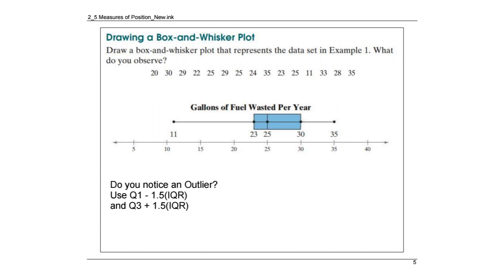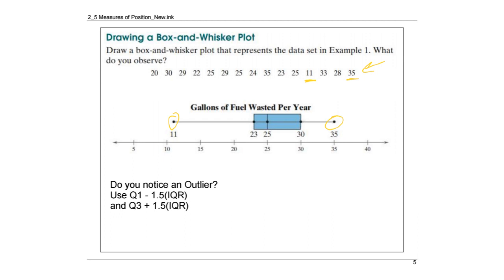All right, this is the data from what we were looking at a few slides ago. This is the raw data out of order. Once we put it in order, we were able to find Q1, Q2, and Q3, and of course we knew our minimum and maximum. Our minimum, 11, sits right here, our smallest data point, and 35, our largest data point, sits here.